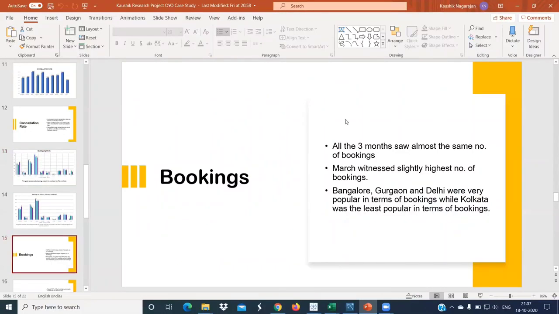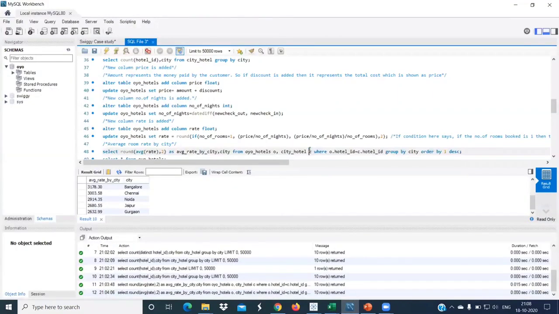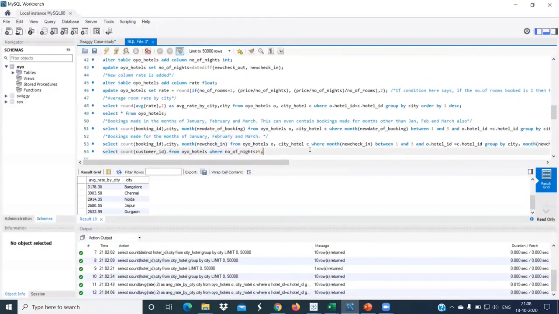Talking about the bookings, all the 3 months saw the same number of bookings. March witnessed slightly higher number of bookings. Bangalore, Gurgaon and Delhi were popular in terms of bookings, while Calcutta was the least popular in terms of bookings. By the difference of these two graphs, we can conclude that people are not booking very much in advance. For example, people are booking with a 2 months gap. So this was calculated by a query which gives us the difference between the date of booking and the date of check-in.